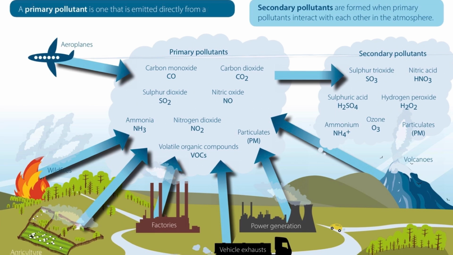If you see here, particulate matter is included in primary pollutants and particulate matter is also included in secondary pollutants. For example, carbon smoke directly emitted from power generation is producing the primary pollutant particulates.